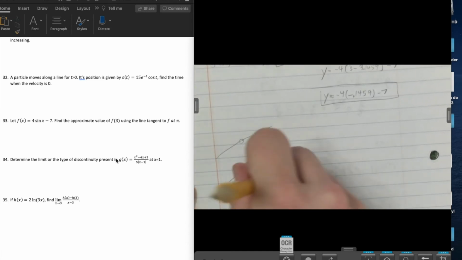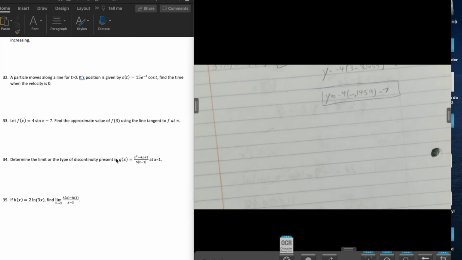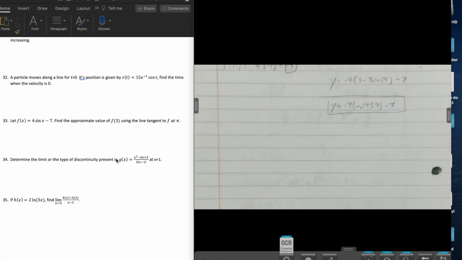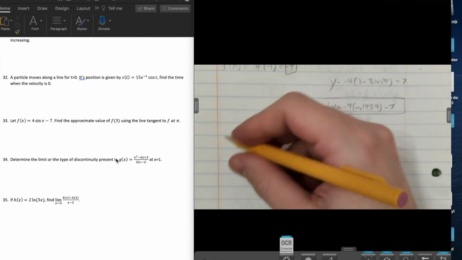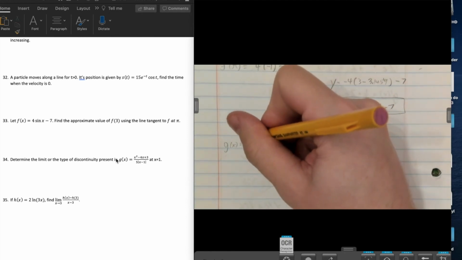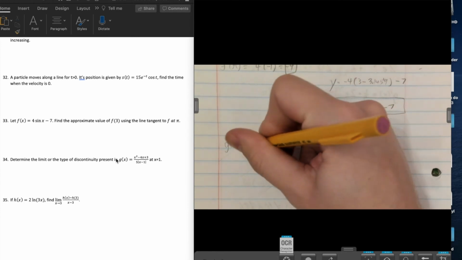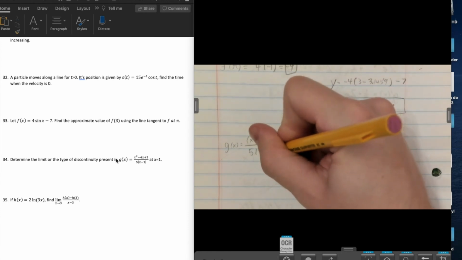So again, the way to identify what type of discontinuity you have is to investigate the left and right hand limits. One thing that's going to make that easier for us is to factor that numerator. Because absolute value is involved, once we factor this, let me show you what we get. We get x minus 1, x minus 3 over 5 times absolute value of x minus 1.